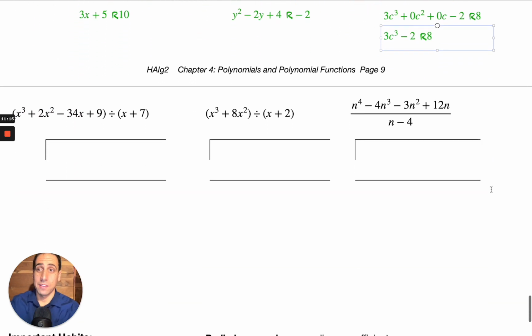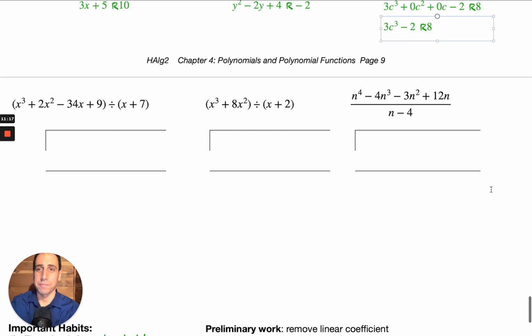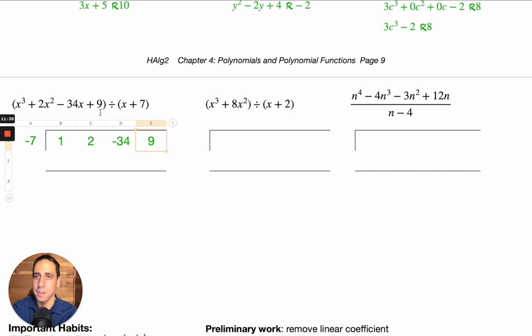All right, let's practice this just a few more times. Let's do a better job this time of checking for placeholders. It goes 3, 2, 1, 0. All right, no placeholders, I think. Divided by x plus 7, that's the polynomial. The root is going to be the opposite of what I see. It's going to be negative 7. And then I go 1, 2, negative 34, and 9.